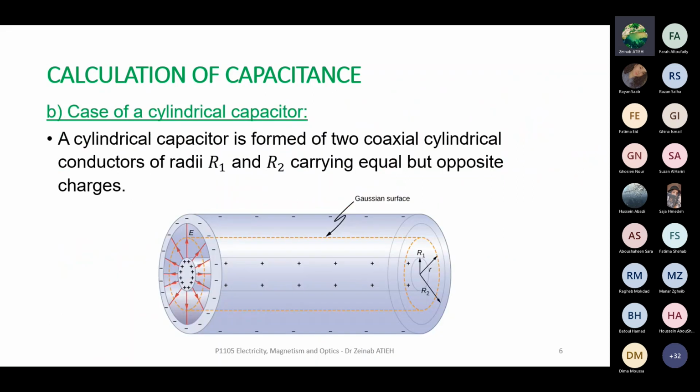Now let's move to the second case, which is the cylindrical capacitor. Let's consider a cylindrical capacitor. We have a cylinder inside carrying a charge plus Q, and the one outside carrying a charge minus Q. They are two conductors, as you can see. Outside is a shell and inside is the inner cylinder. It has a radius R1, the outer one has a radius R2, and let's consider that our capacitor has a length L.